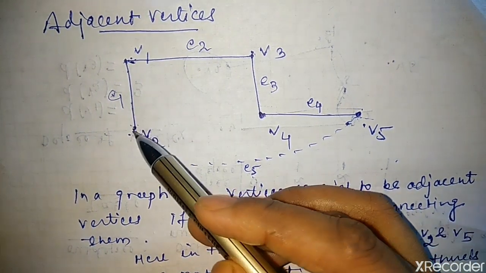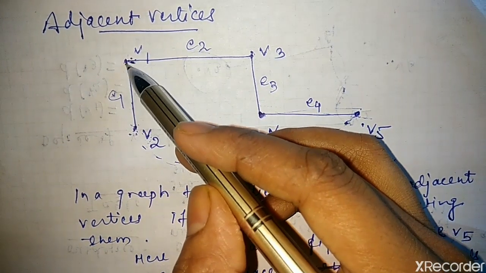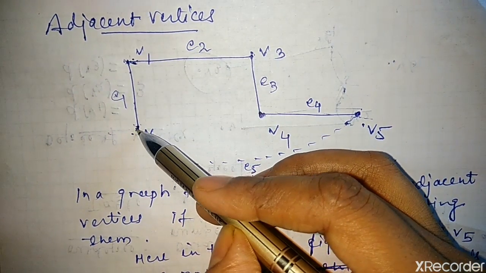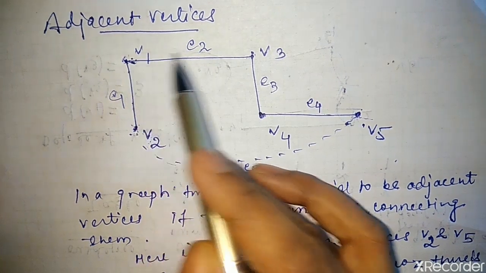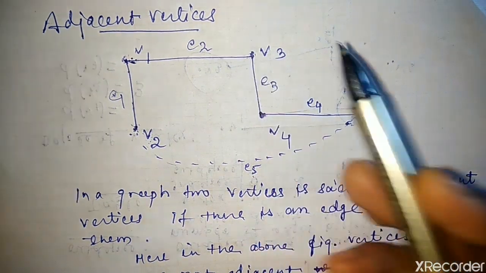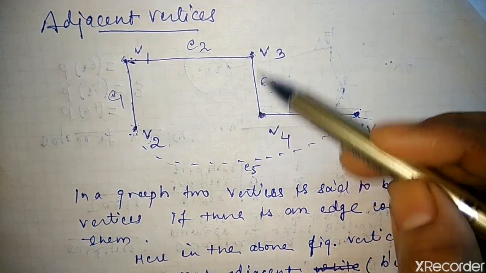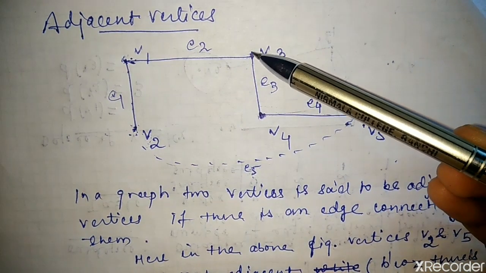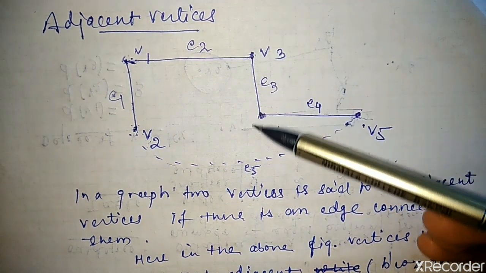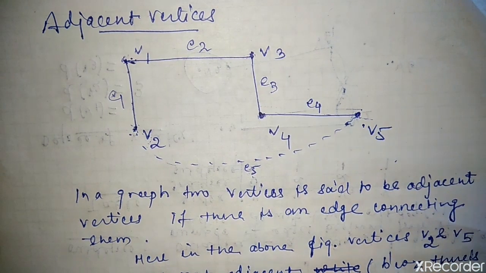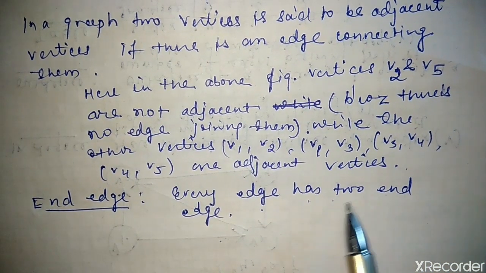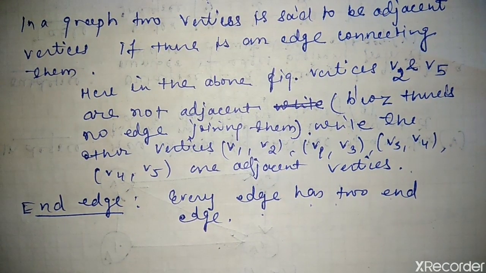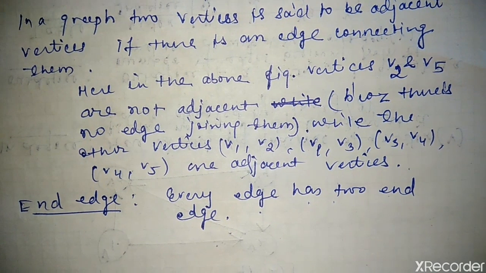So E1, if we are coming from V2 to V1, then we have one end here and another end is here. Let us see this edge, then we have one end this way and another end at this point. If we have an edge E3, then we have an end point at V3 and another end point at V4. So we can say that every edge has two end edges. Fine. So later we will see another definition.